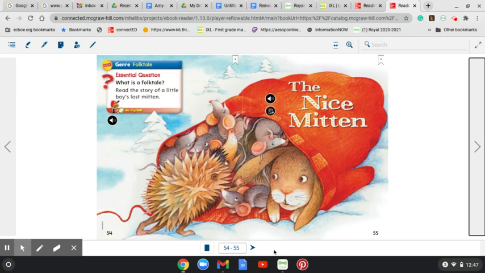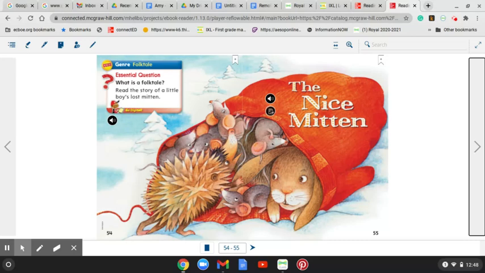Hello, boys and girls. This story today, we're going to talk about what folk tales are. If we had been at school this week, we would have talked about fairy tales and folk tales, and we would have read some of your favorites that you have read since you were very small. And today our story is called The Nice Mitten.